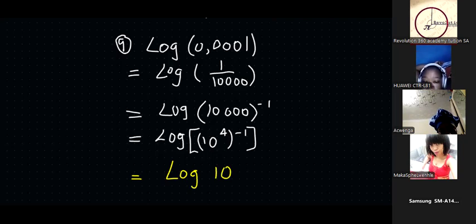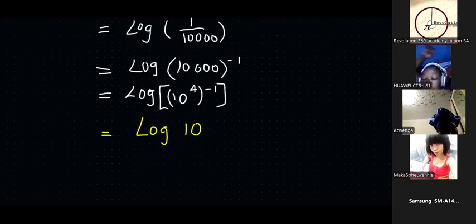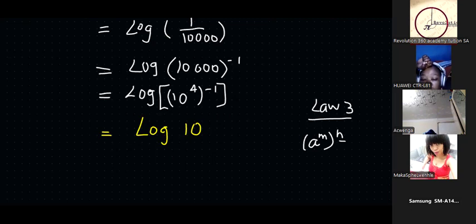Under exponents, there is this law. It's law number 3 under exponents. It says that a to the exponent of m, all raised to the power of n, will be equal to a to the exponent of mn. Who has ever seen this law? Yes. So you write the base of 10, then you use law number 3 of exponents.